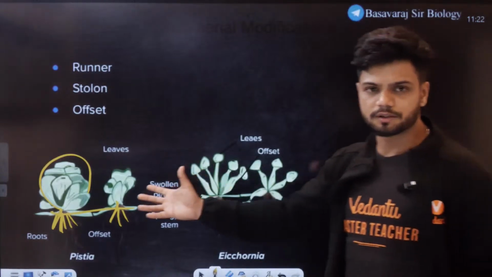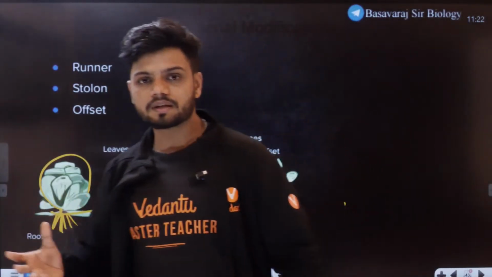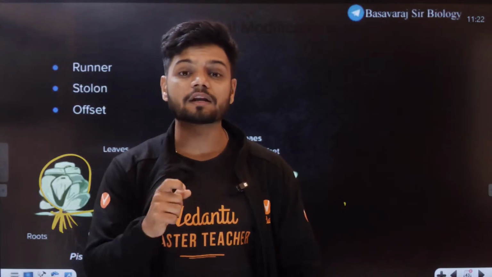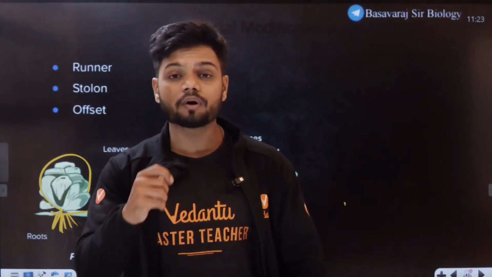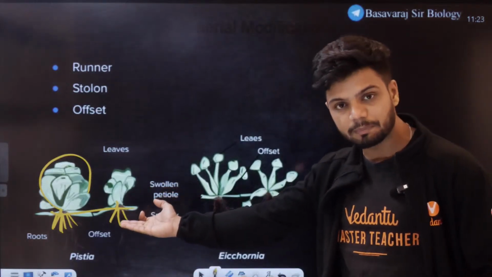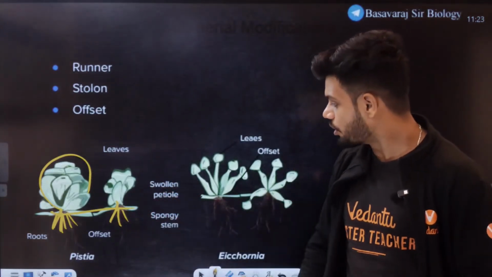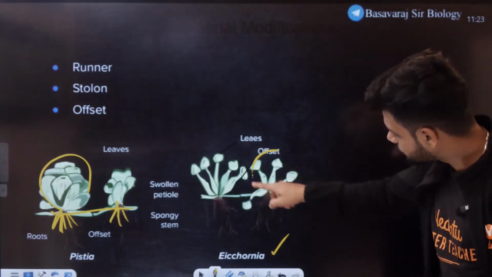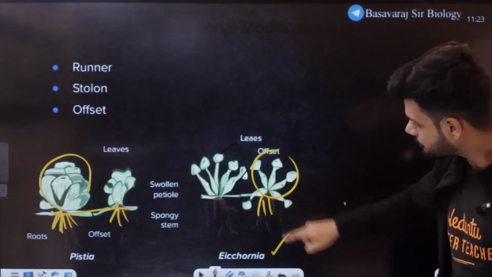Now here, this is the most invasive and rapid multiplication method. You might have heard about water hyacinth. Water hyacinth, the terror of Bengal. Why? Because this terror of Bengal used to multiply by this method. Okay, that is offset. That is Eichhornia offset. Here we have a rosette of leaves and a tuft of roots.